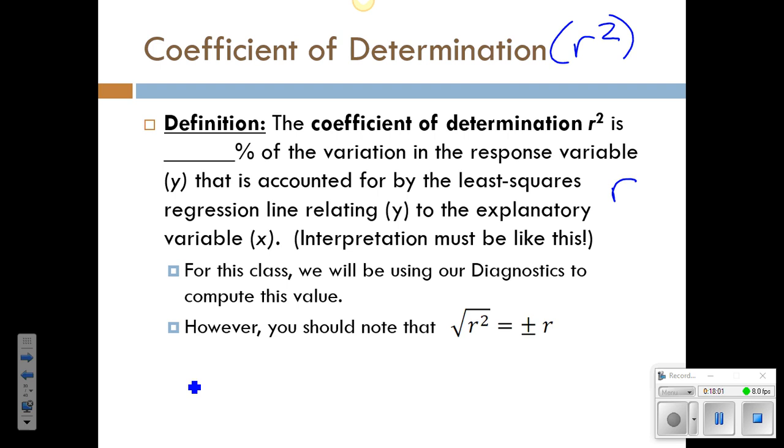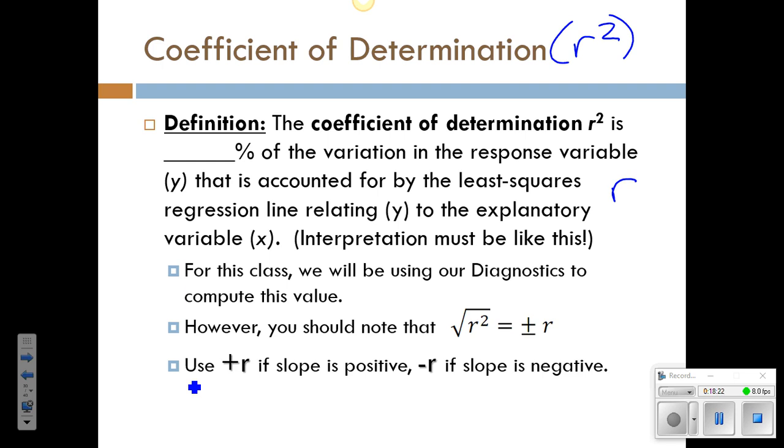Whenever the line is positive or negative. So basically it's dependent on the direction, which is the slope. So if the slope is positive, r is positive. If the slope is negative, r is negative. It makes a lot of sense.